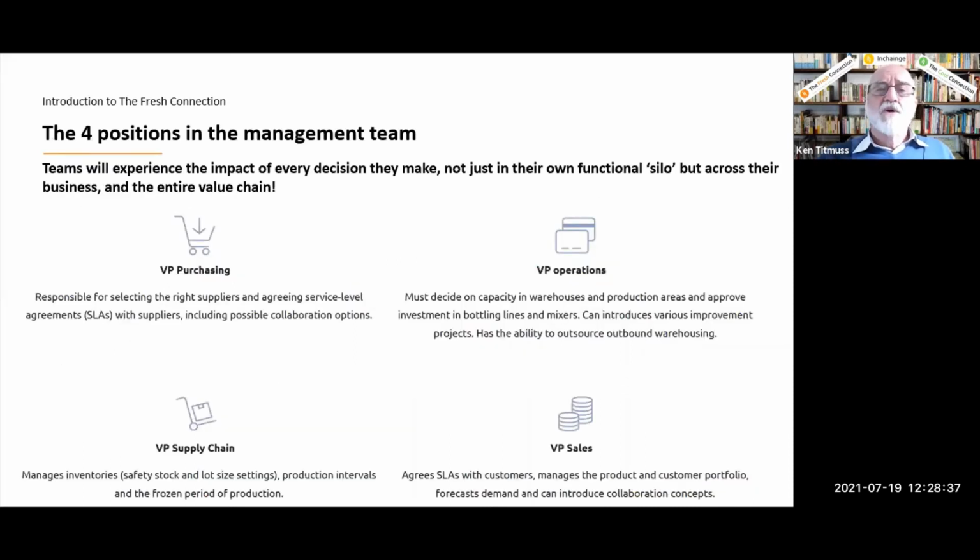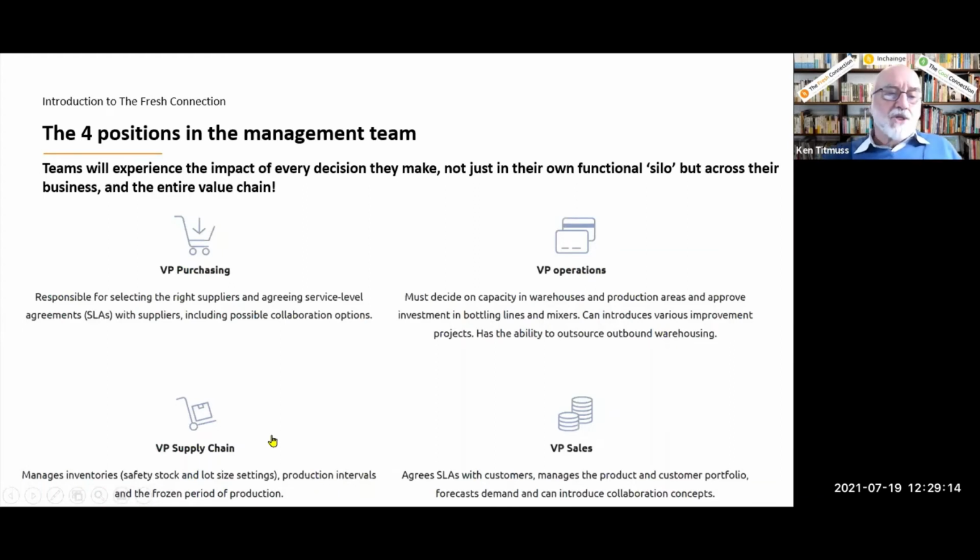So there are these 4 roles. We have the VP of purchasing, who's responsible for selecting the right suppliers and agreeing on service levels with those suppliers and possible collaboration options as well. And then we've got the VP of operations. They must decide on capacity in the warehouses, production areas, and approve investment in the bottling lines and mixers, and can introduce various improvement projects in the factory. And they also have the ability to outsource the outbound warehousing facilities to a third-party logistics provider.